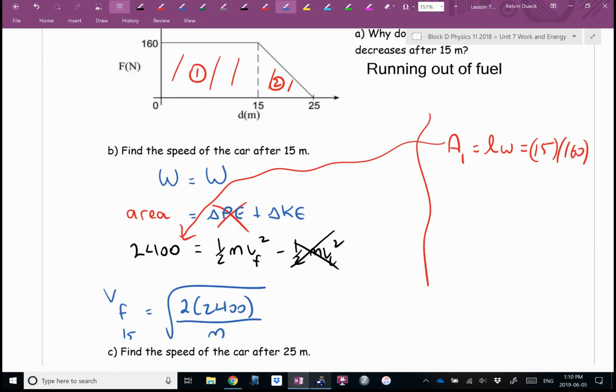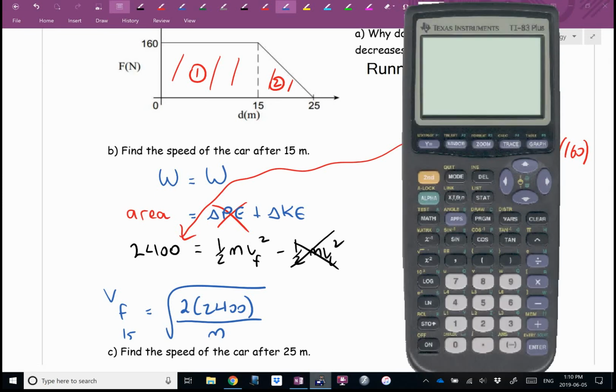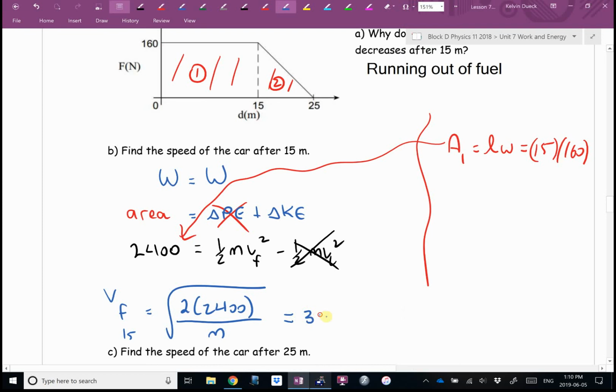So it's going to be, what was it? 5.2. So it's going to be 2 times 2,400 divided by 5.2, square root. This isn't going to work out evenly. 30.4. It's a rocket car. It should be going pretty quick. Is that okay, Jackson? Cool.